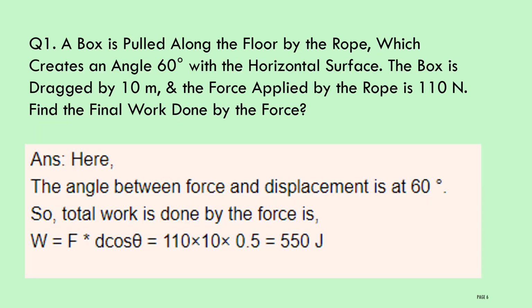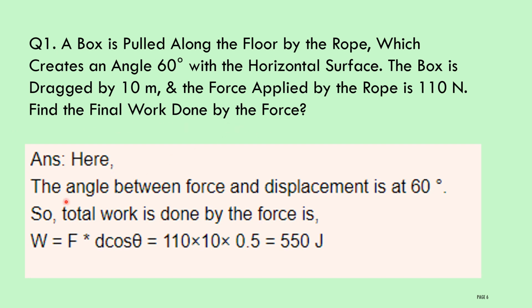Let us solve some problems based on work. First question, a box is pulled along the floor by a rope which makes an angle of 60° with the horizontal surface. The box is dragged by 10 meter and the force applied by the rope is 110 Newton. Find the final work done by the force.